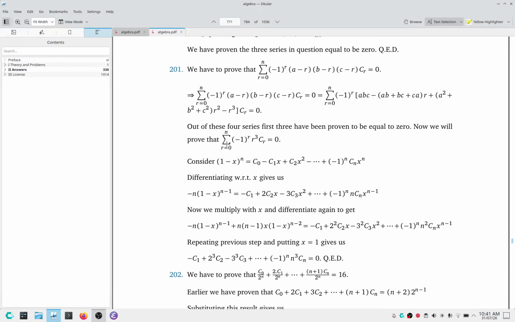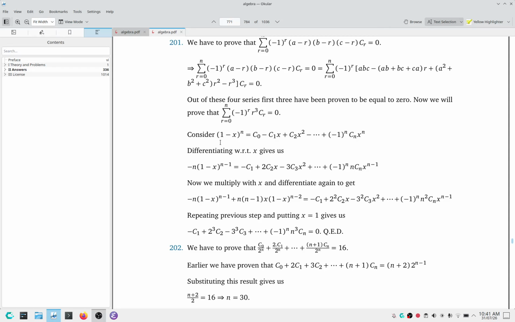Now, we will prove that sigma r equals 0 to n of minus 1 to the power r, r cube, Cr is equal to 0. So, we consider 1 minus x to the power n is equal to C0 minus C1x plus C2x square up to minus 1 to the power n Cn x to the n. We differentiate with respect to x, we get minus C1 plus 2C2x minus 3C3 x square and so on up to minus 1 to the power n, n Cn x to the power n minus 1. We multiply with x and differentiate again. We get minus C1 plus 2 square C2x minus 3 square C3x square, and so on.